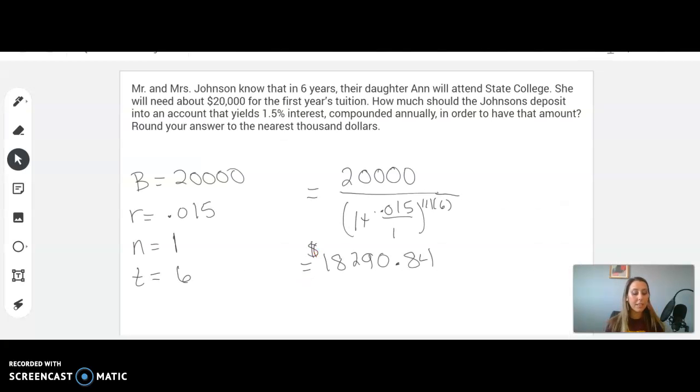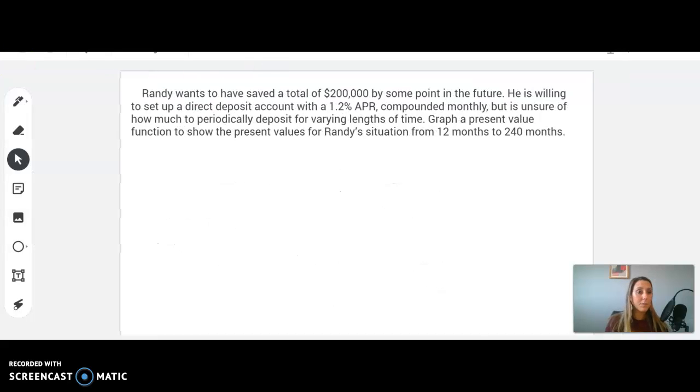So Mr. and Mrs. Johnson are going to need to deposit this amount of money into that account so that they have enough money in that account for their tuition. Isn't that crazy that that 1.5% isn't really a whole lot? They're basically depositing the amount. So in 6 years, that one would earn enough. All right, let's go to the next example.